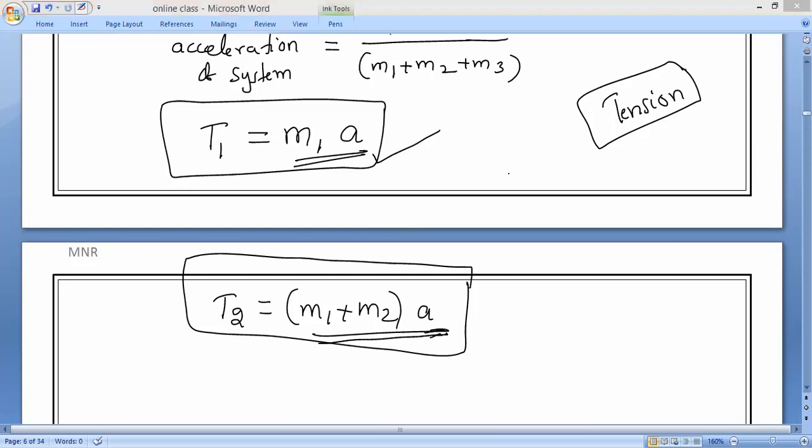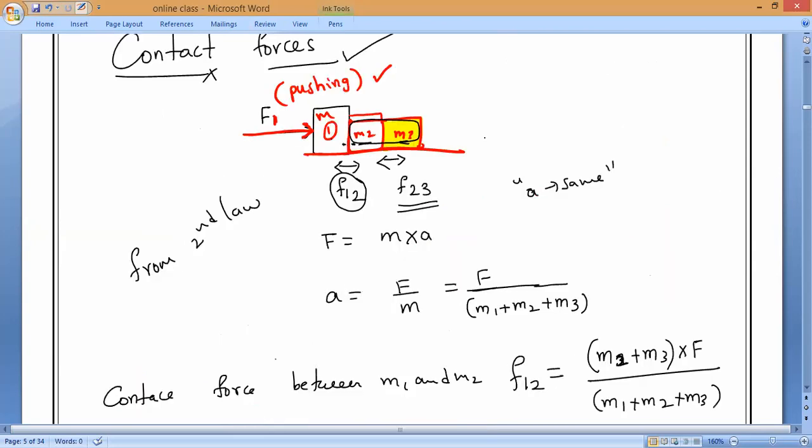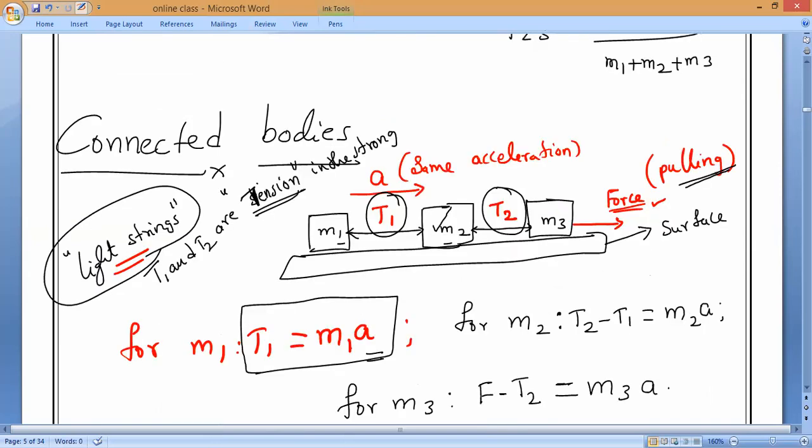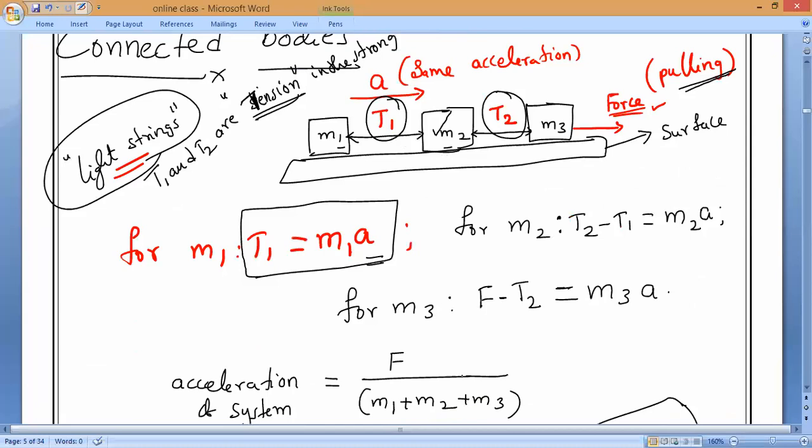Yes, connected bodies. This is the formula. Do you understand the difference between contact forces and connected bodies? Contact forces means the bodies are attached to each other, but connected bodies means they are just attached by a string. They don't have any kind of physical contact. Only a string is tying them. That is what you have to remember, so please note it down. This is what is called connected bodies. Any doubt?